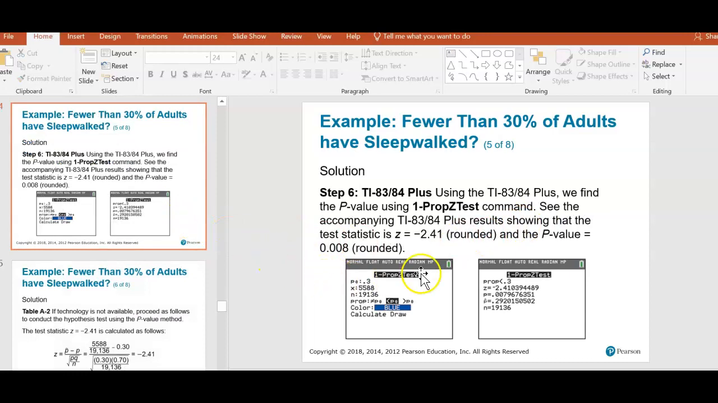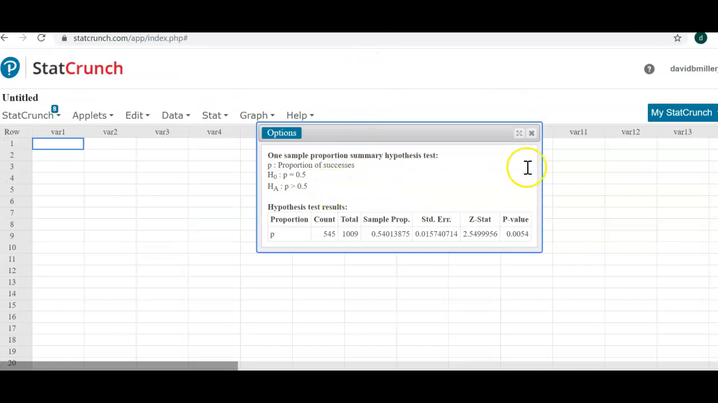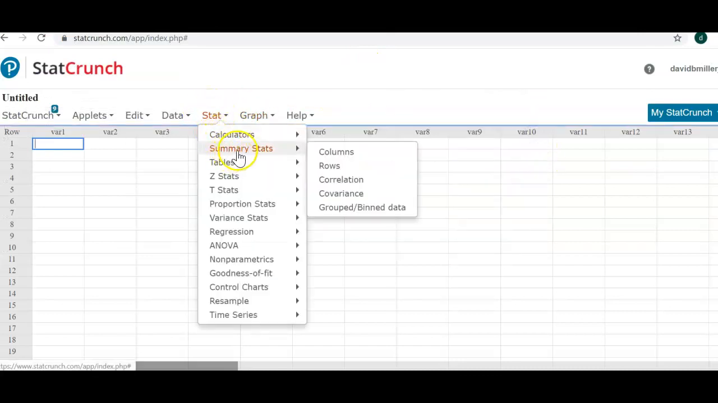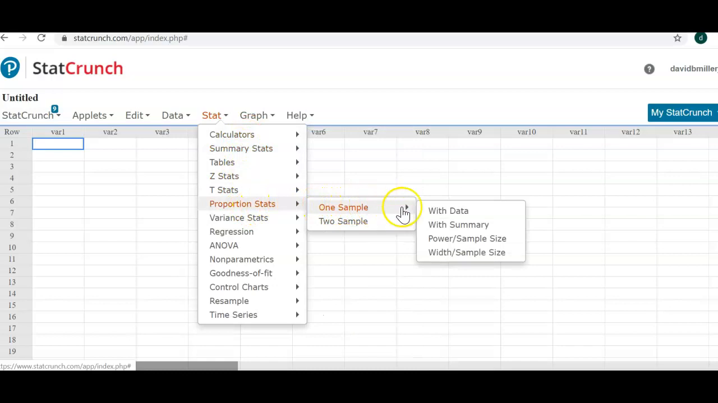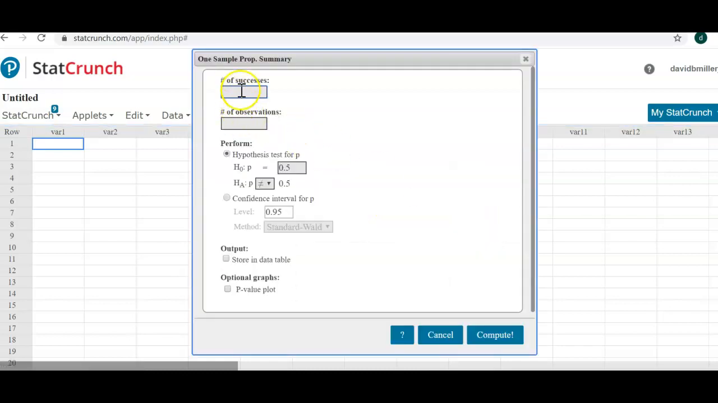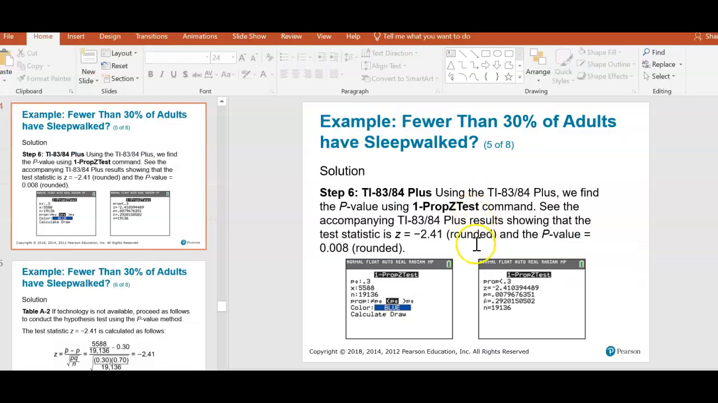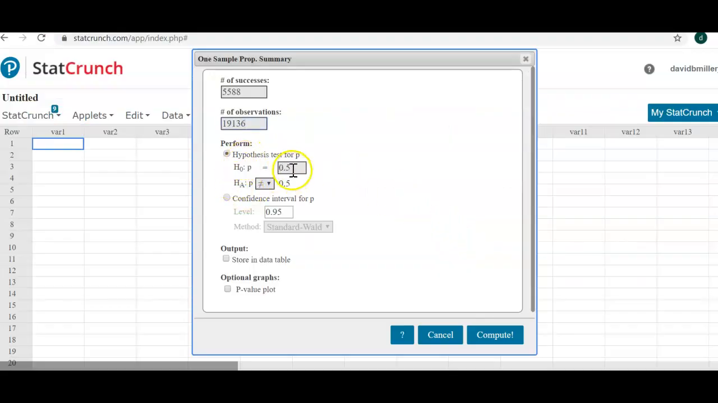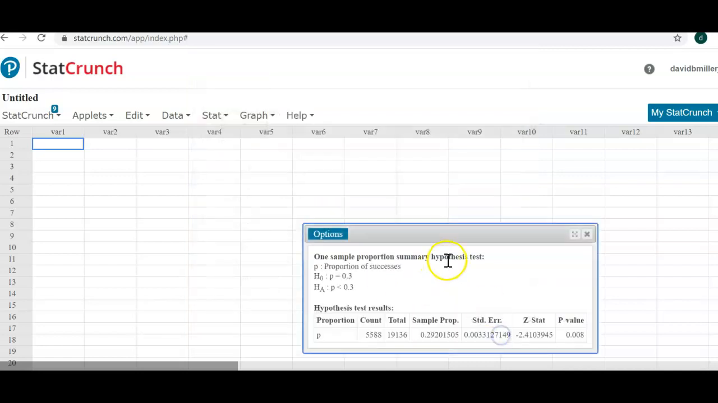So again, we can set this up in StatCrunch the same way that we did before. We have 5,588 out of 19,136. Let's see if I remember those numbers. I almost certainly will not. So we're doing proportion stats, one sample with summary. You have 5,588 out of 19,136, I think. Yeah, I did it. We're looking at a hypothesis test this time. The null hypothesis is that it's 0.3, and we want less than that. So compute.